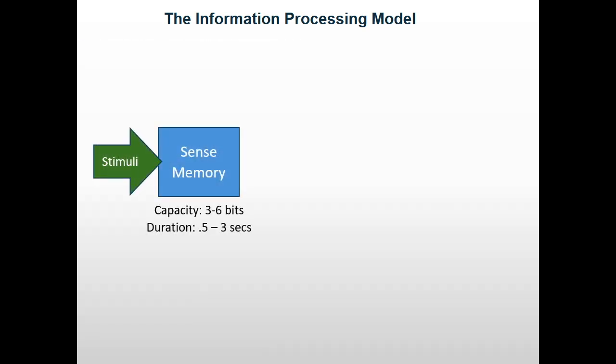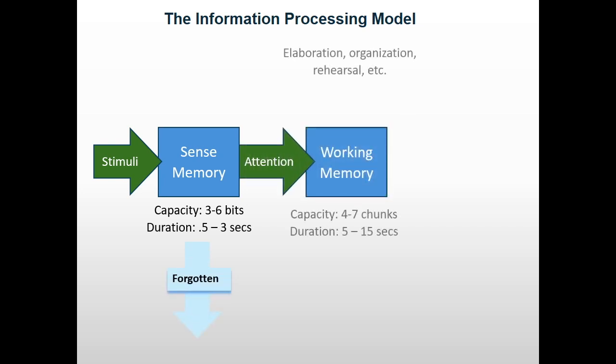The first stage is sense memory. Stimuli from the outside world is received by our ears, eyes, touch, smell, and taste. This memory is very, very short, as little as half a second, and very limited in what it can actually process at one time. Things that are not attended to are forgotten. Things that are attended to get passed on to our working memory.